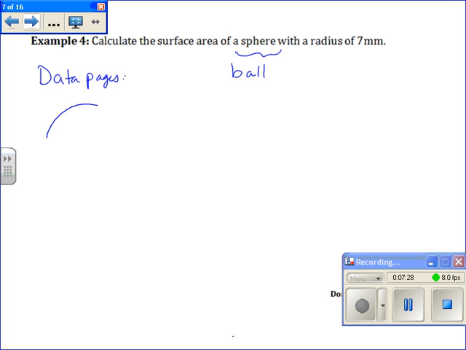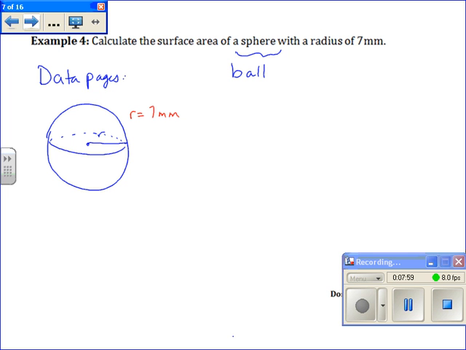It's a 3-dimensional circle. Right? So it would look like this. And a sphere, just like a circle does, has a radius. It also has a diameter, which would be equal to 2 times the radius. The diameter would be all the way across the sphere. And in this case, we're told that the radius is equal to 7 millimeters.